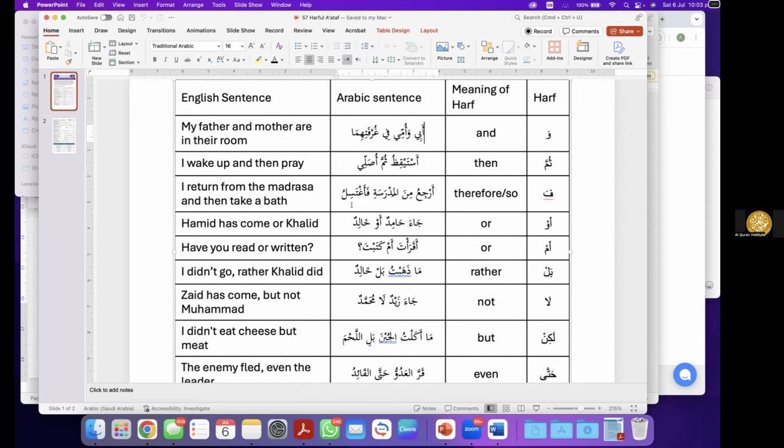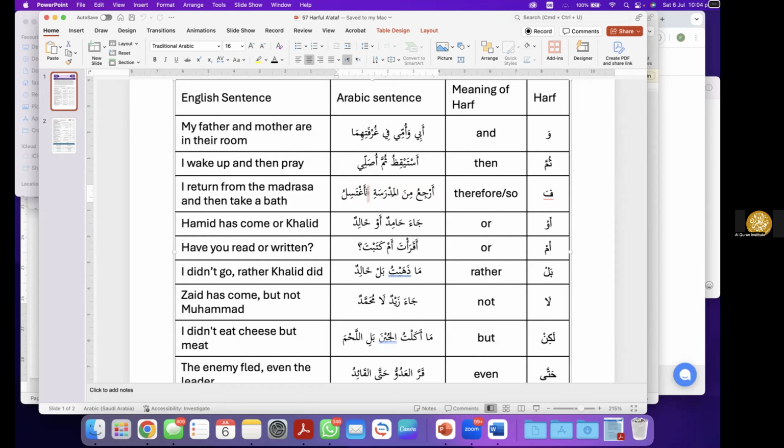Sister Fazana, can you find out the harful ataf in this sentence? Please try. أرجع من المدرسة فأغتسل.